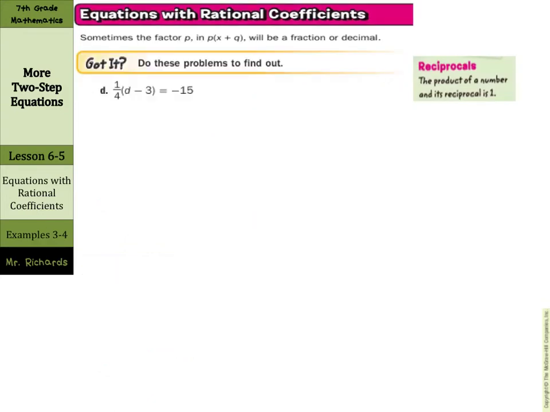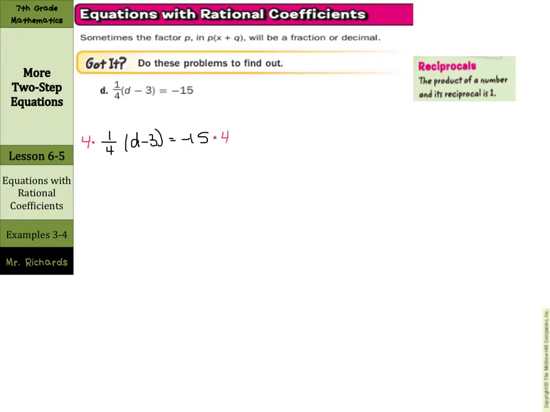Our first one: 1/4 times the quantity d minus 3 equals negative 15. And again, in our little note here, the product of a number and its reciprocal is 1. So let me rewrite this so we have a little bit of room to do some work. 1/4 times the quantity d minus 3 equals negative 15. Again, instead of dividing by 1/4 on both sides, where we will eventually have to keep, change, flip, let's just multiply by the reciprocal of 1/4, which is 4 over 1, or just 4.